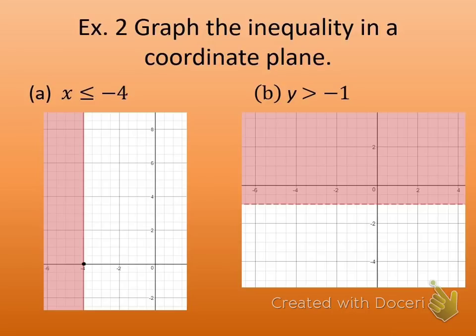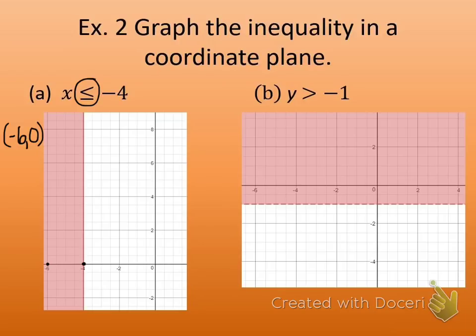Notice that the line is solid because the symbol was less than or equal to. And then notice that the shading is to the left. Now let's try this out. Let's pick a point to the left of -4. I say we pick this point right here that we see, which is (-6, 0). All right, so let's test the point (-6, 0).